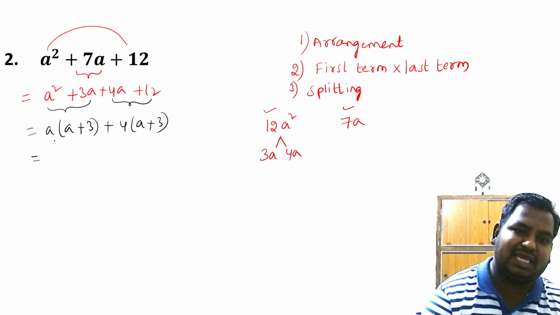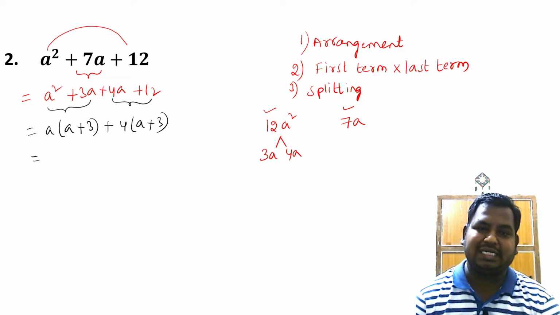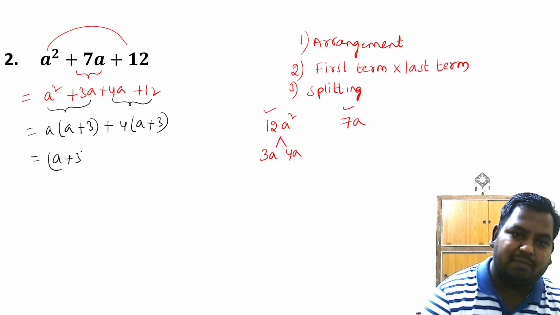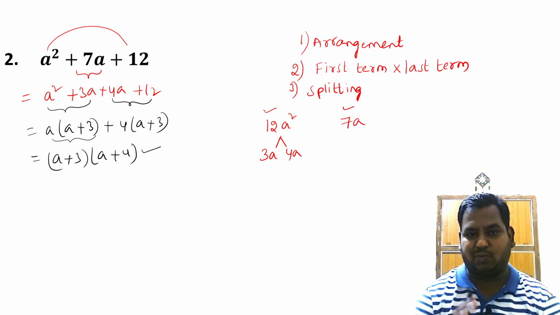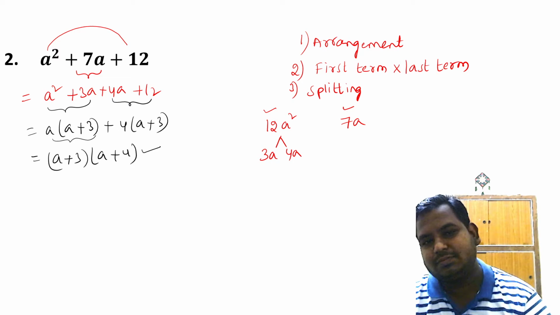In the first term, we have a plus 3. In the second term also, we have a plus 3. We can take a plus 3 common. If I take a plus 3 common, I am left with a plus 4, because a plus 3 into a is a of a plus 3, and a plus 3 into 4 is 4 of a plus 3. This is the factorized form of a square plus 7a plus 12. Done.